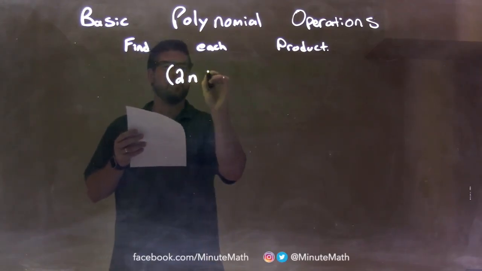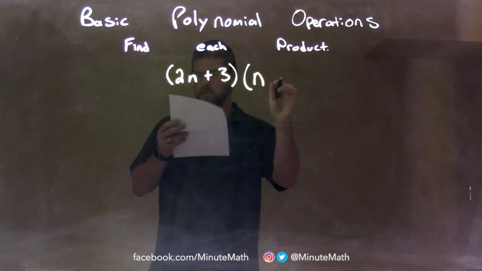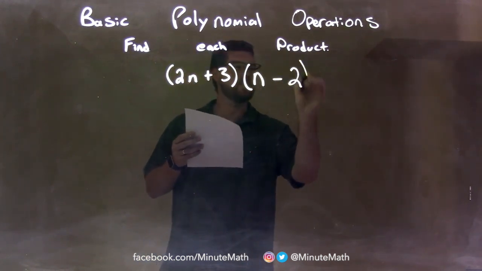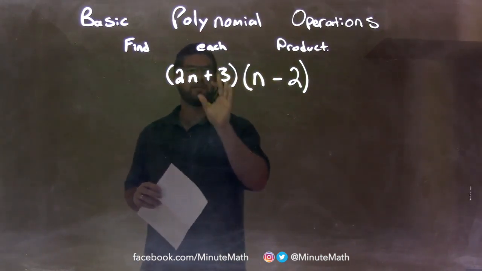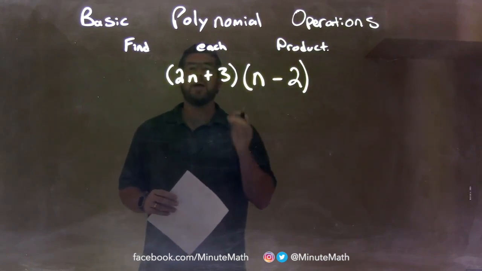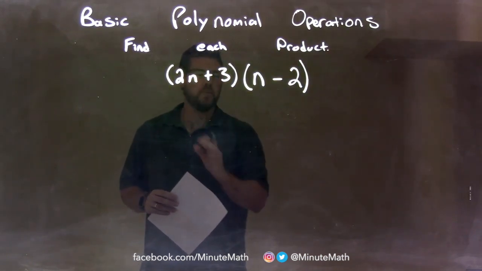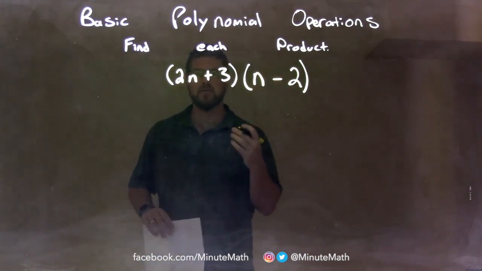Two n plus 3 times n minus 2. Alright, well, what I like to do is first look within each parenthesis for anything we can simplify. No. Now we take all parts of our first parenthesis and multiply it by all parts of our second parenthesis. So I draw arrows to do that.